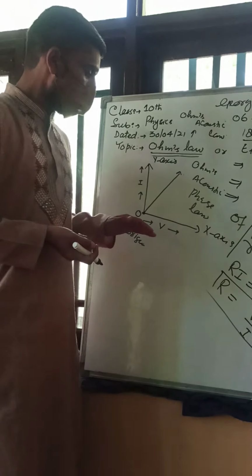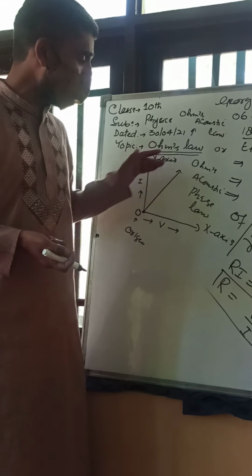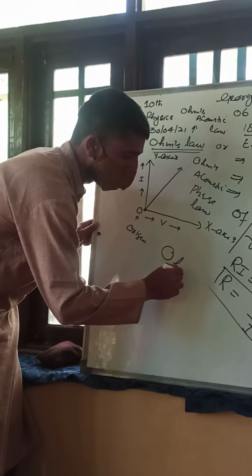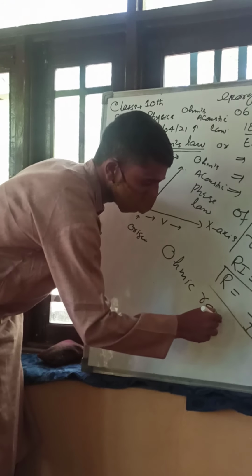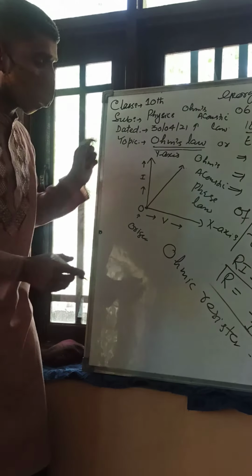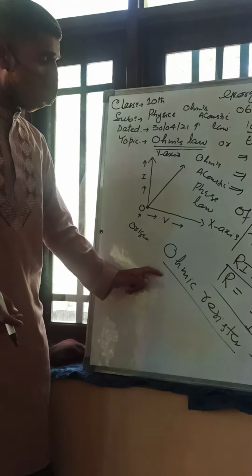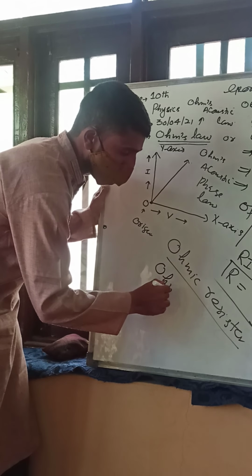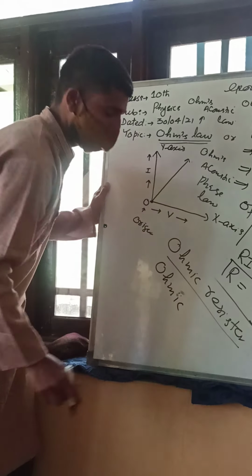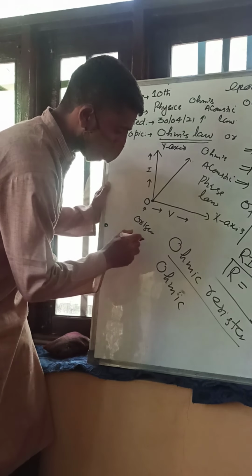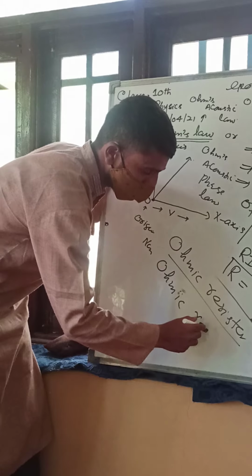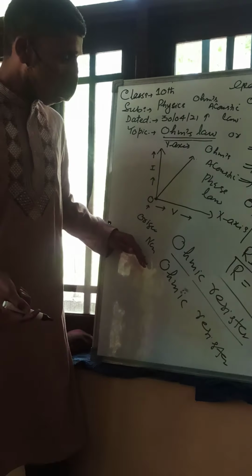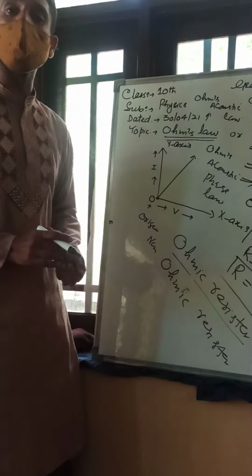And one more point, the substances which obey or satisfy Ohm's law are known as ohmic resistors. And for them, the graph is always straight. And the substances which do not obey Ohm's law are known as non-ohmic resistors. Examples of ohmic resistors are all metals, and examples of non-ohmic resistors are liquid electrolytes.